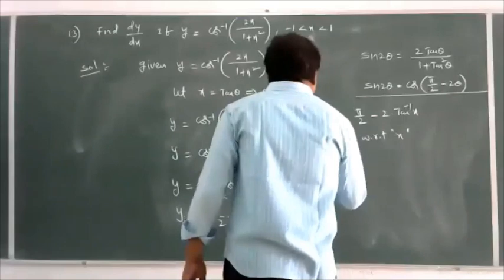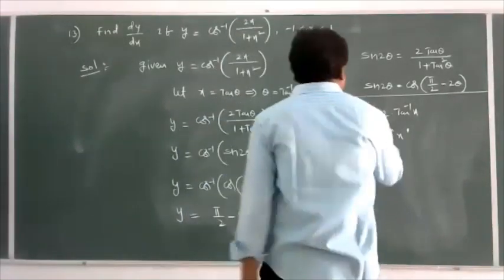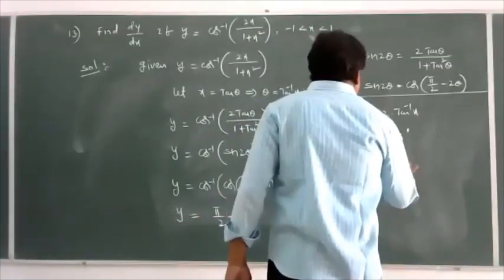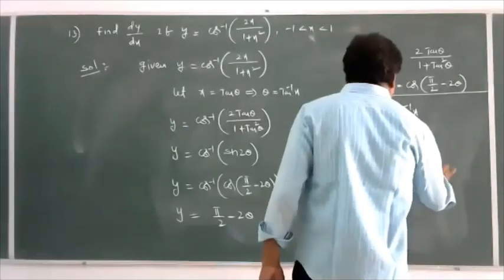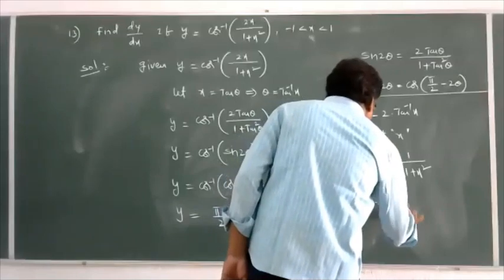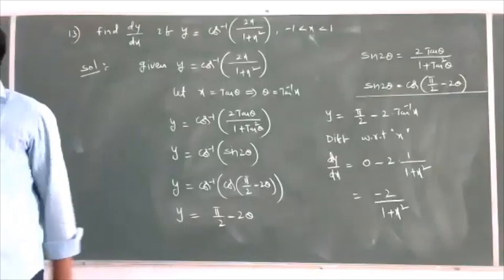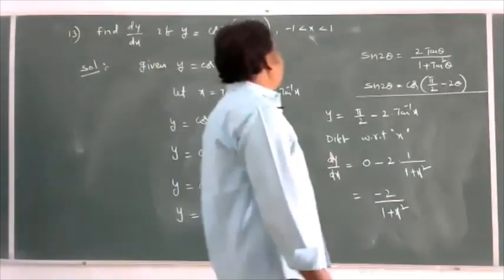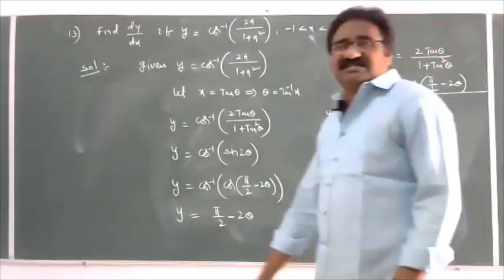Dy by dx is equal to pi by 2 is a constant, its derivative is 0, minus 2 into the derivative of tan inverse x, which is 1 by 1 plus x square. So the answer is minus 2 by 1 plus x square. So the derivative of cos inverse of 2x by 1 plus x square is minus 2 by 1 plus x square.